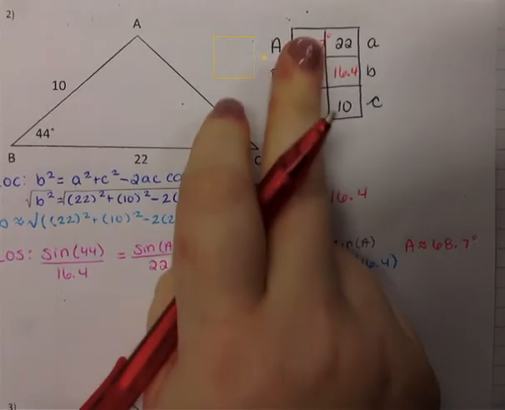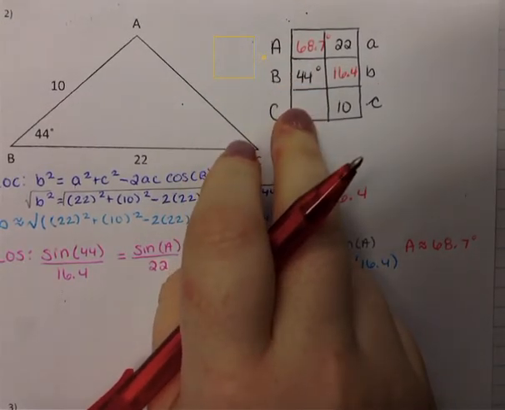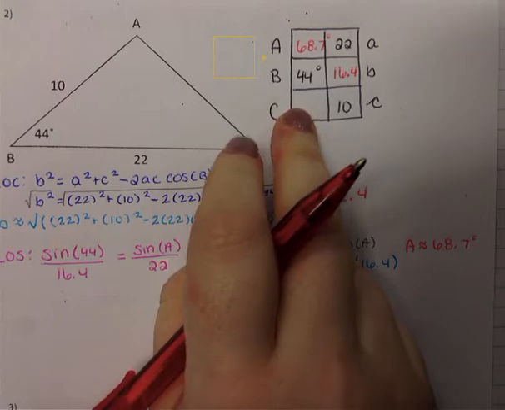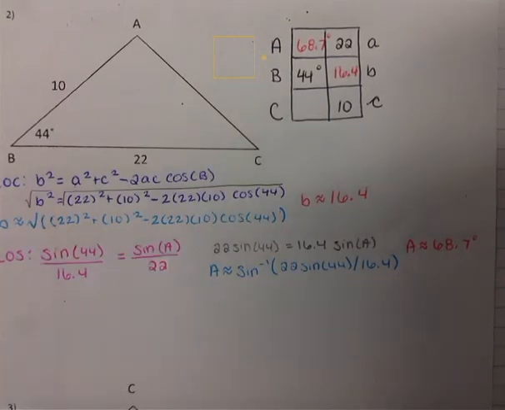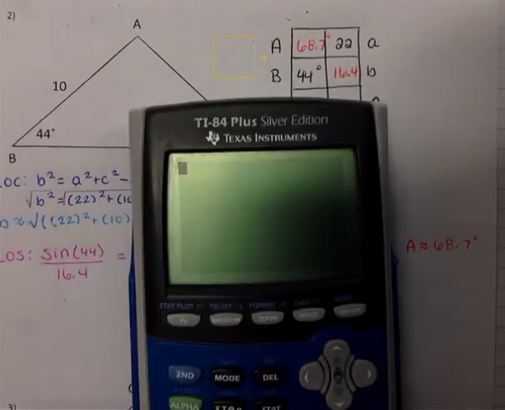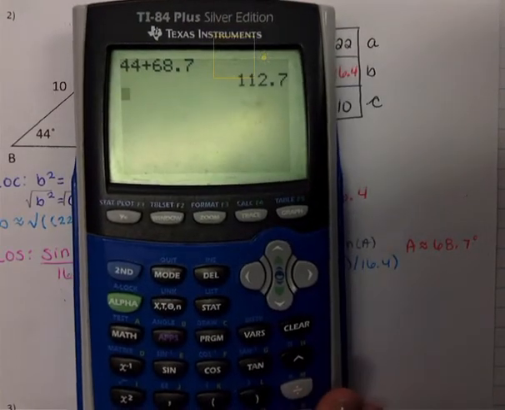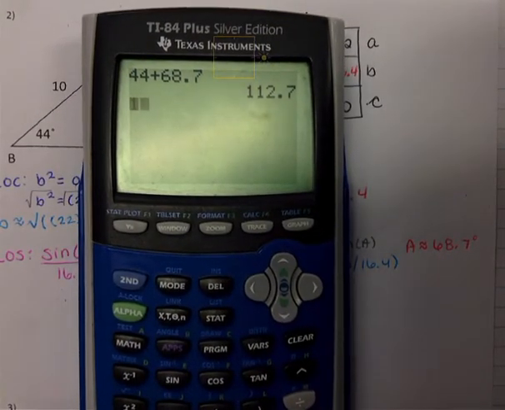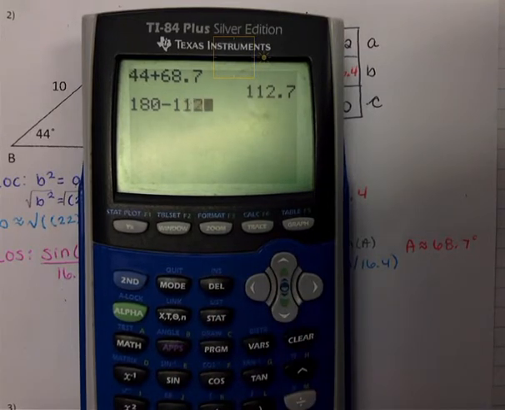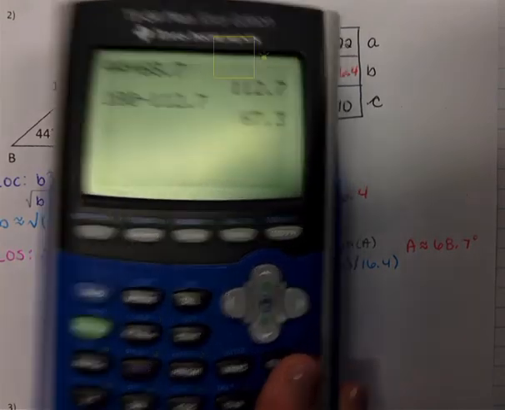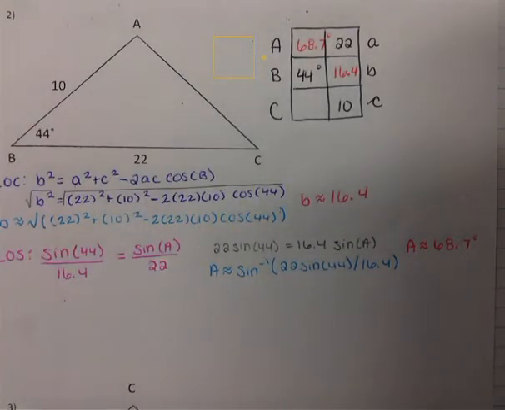So if I have two angles, I can find the third just by knowing that the angles add up to 180 degrees. So I know angle B is 44, angle A is 68 and 7/10. I have those two angles at the moment. I need 180, so I take 180 minus 112 and 7/10, and I get angle C to be approximately 67 and 3/10.